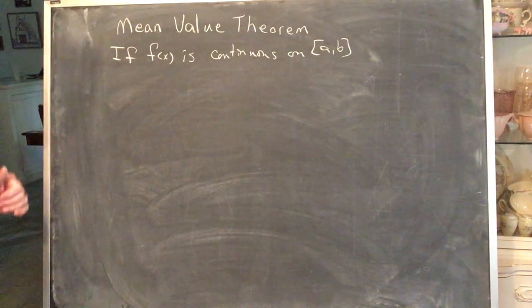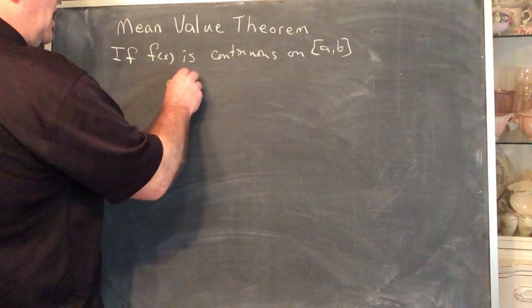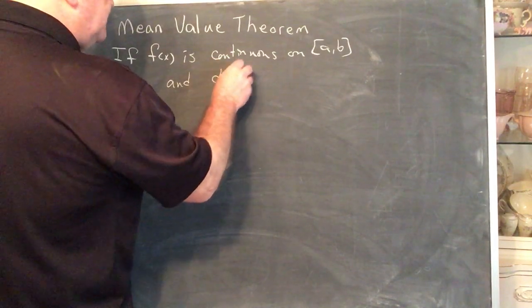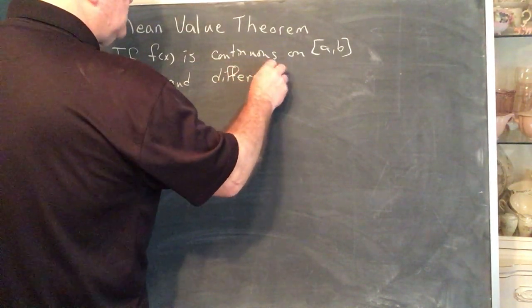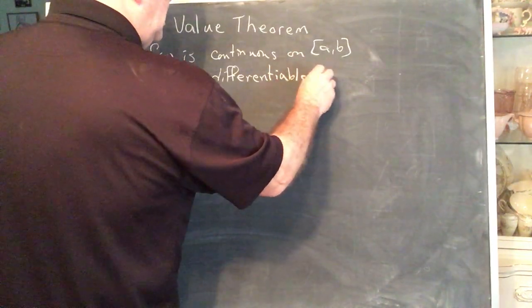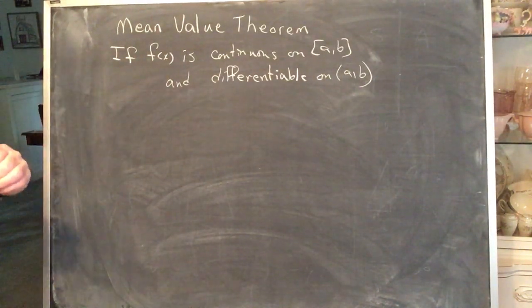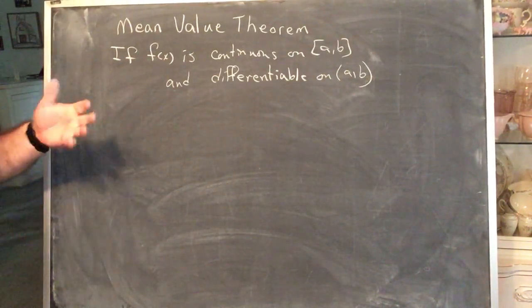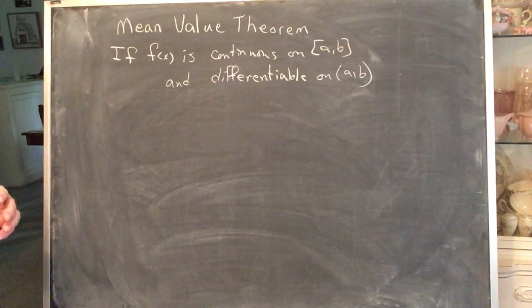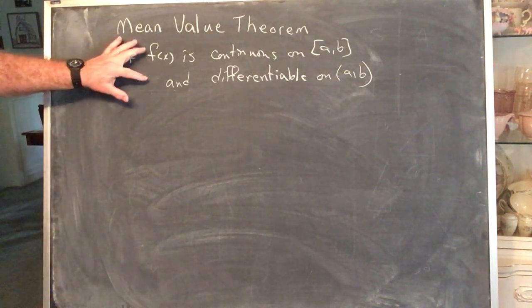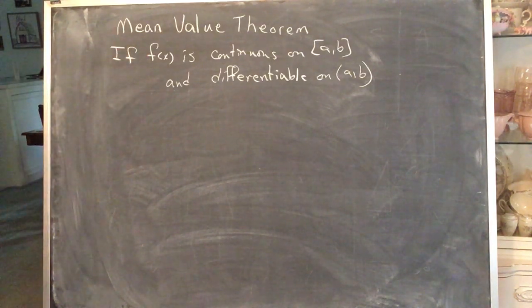So the function is continuous on the closed interval, and we also require that it is differentiable on the open interval. Let's remember what that means. Differentiable means the derivative exists, and for our purposes, what that means is there are no cusps. The graph never comes to a point. So the function is continuous on the closed interval, no holes, no jumps, no vertical asymptotes, and differentiable on the open interval. That means there are no cusps. Any function that meets these two requirements is what we call a smooth curve.